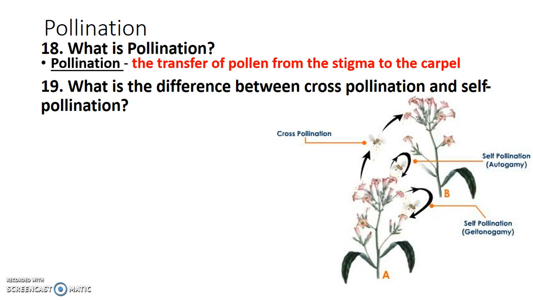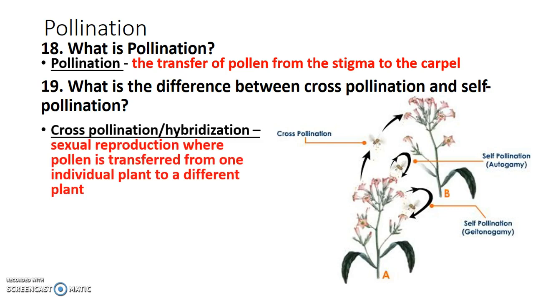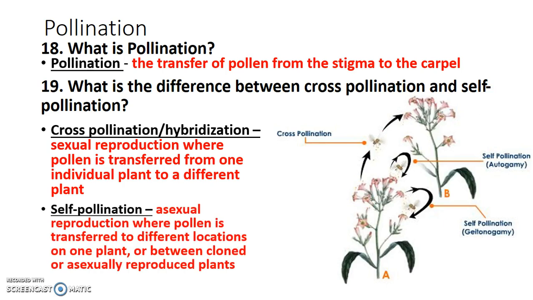There are two types of pollination. Cross-pollination, where animals transfer pollen from one organism to a completely different organism. And self-pollination. This is asexual reproduction. This is where animals transfer pollen between the same flower or different flowers that are on the same plant. Because you only have one organism here, that would be asexual, not sexual, like cross-pollination.